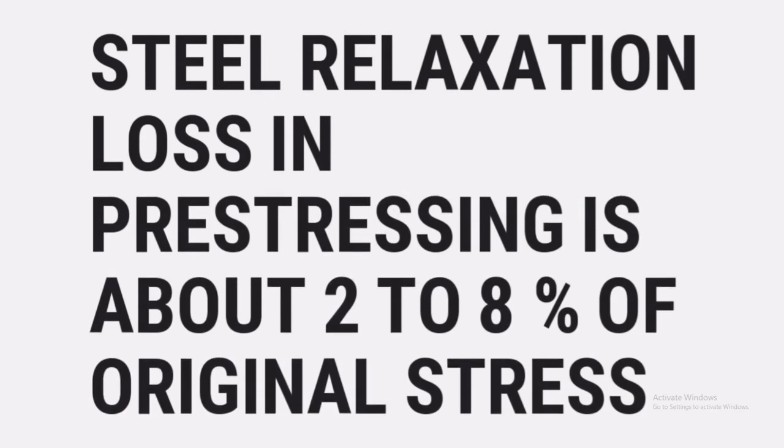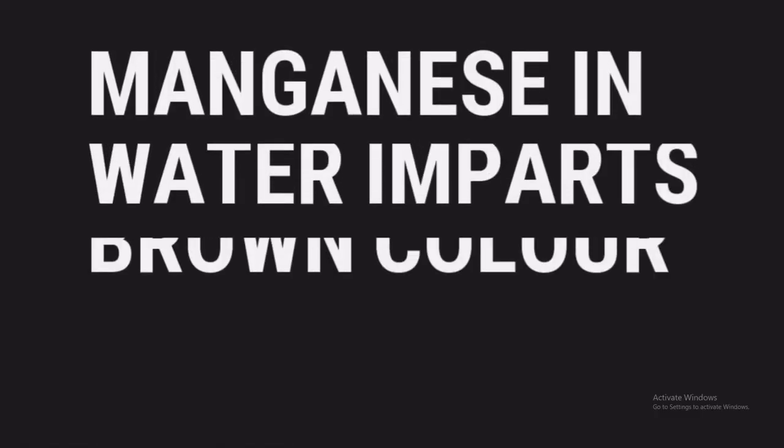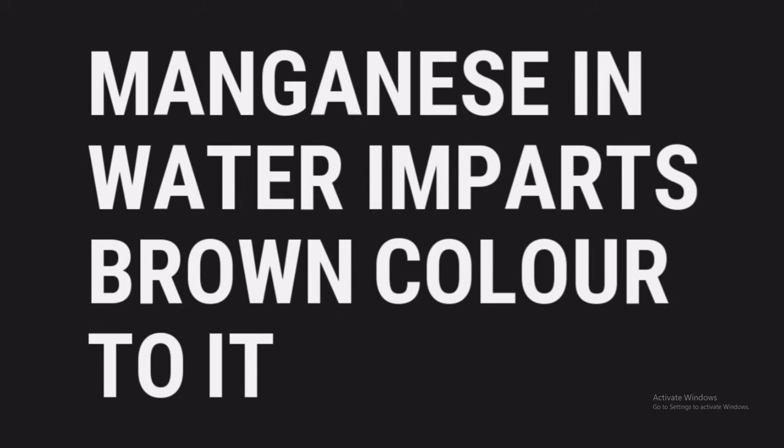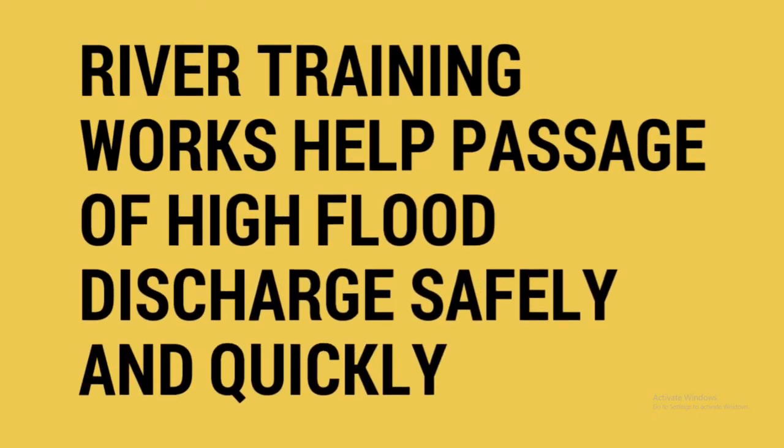The steel relaxation loss in pre-stressing is about 2 to 8% of original stress induced. Manganese in water imparts the brown coloration to the water. The river turning work helps passage of high flood discharge safely and quickly.